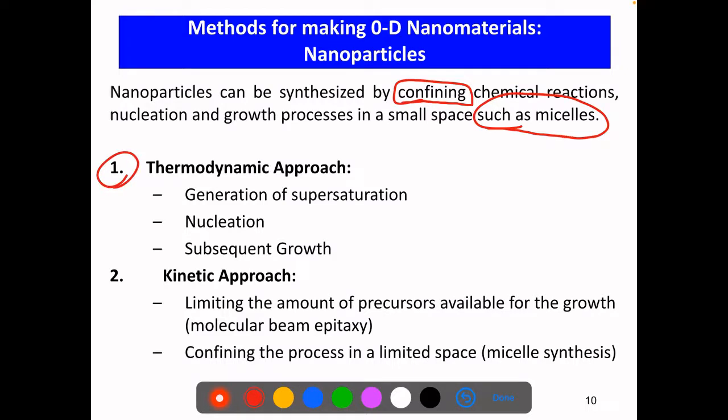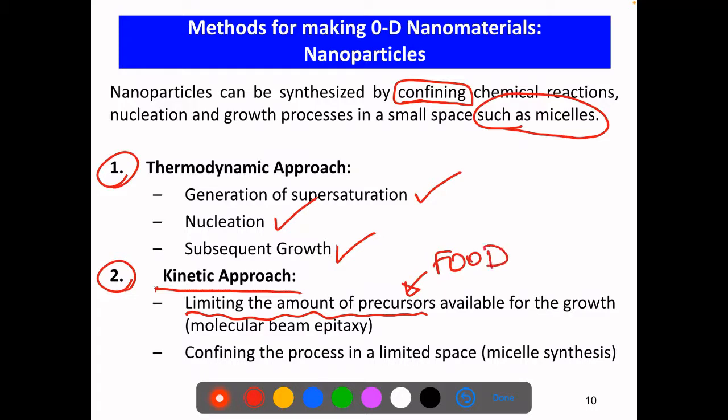The first one is the thermodynamic approach, in which you control the generation of supersaturation, or the nucleation and growth of your material. Or you try to control it by a kinetic approach, and the way to do that is by limiting the amount of precursor. Precursor is the food that you are putting into your system for it to grow, available for the growth. When you don't give it the necessary food, it's not going to grow. So that's what you do: you limit the amount of precursor available for the growth.